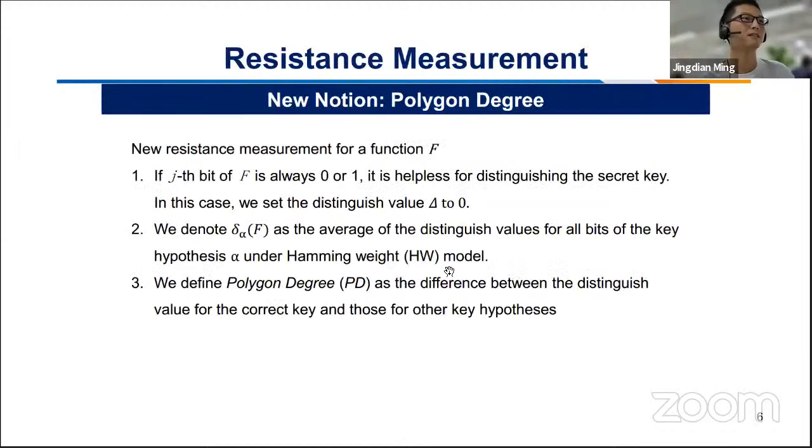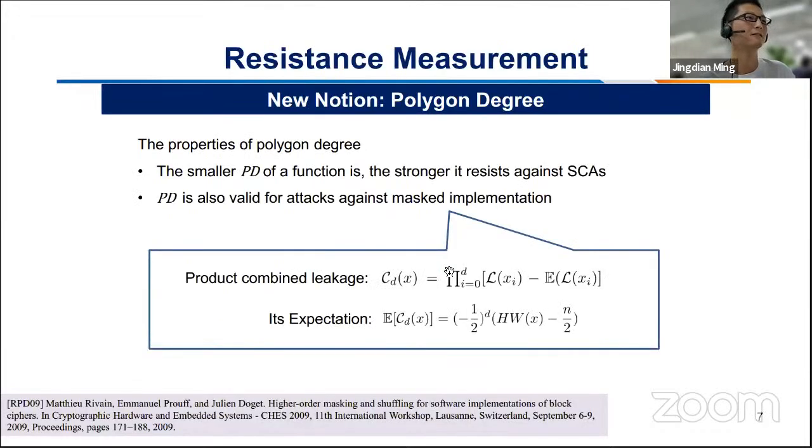In this case, we set the distinguished value delta to 0, and then we calculate the average of the distinguished values for all bits of the key hypothesis under a Hamming weight model. We then define the polygon degree, which is called PD for short, as the difference between the distinguished value for the correct key and those for other key hypotheses. Then we have that the smaller the PD of a function is, the stronger it resists side channel attacks, because the distinguished value is lower.